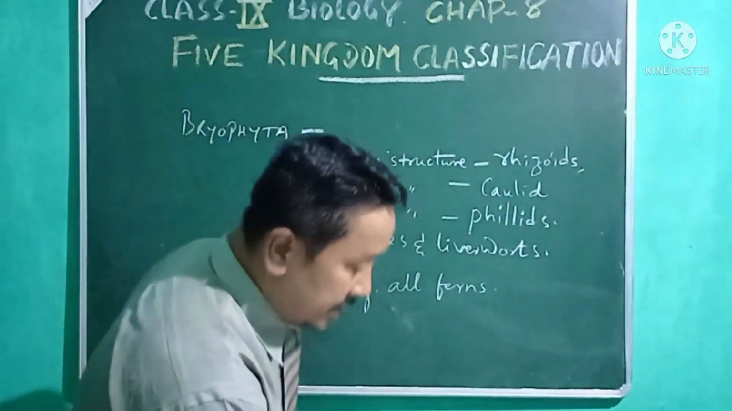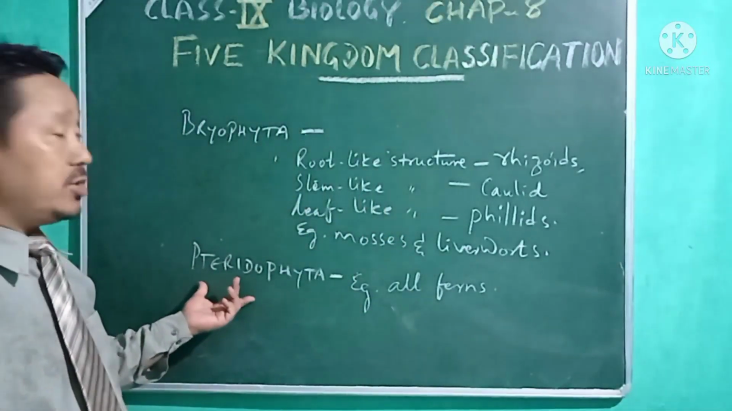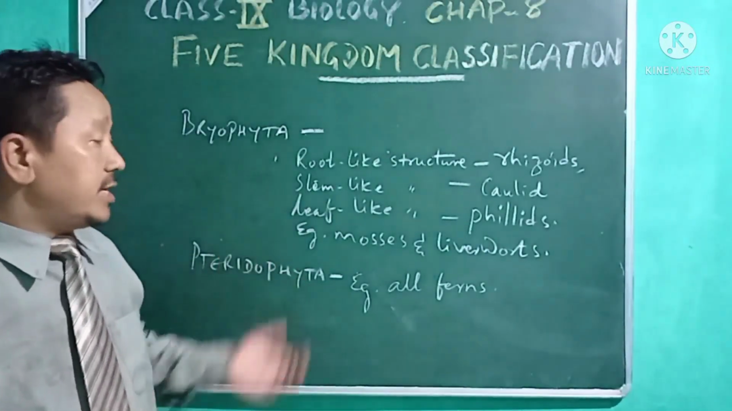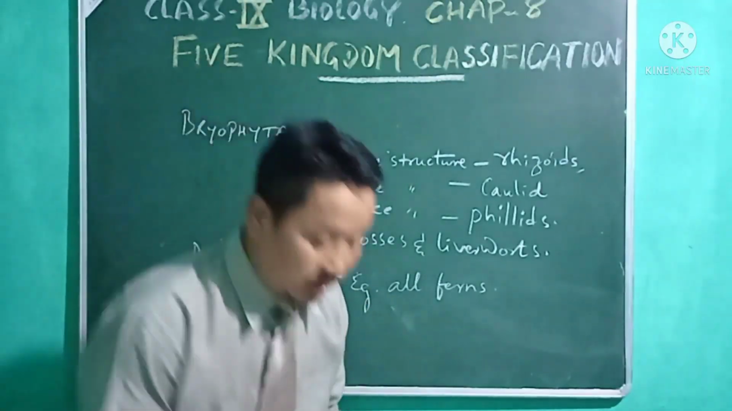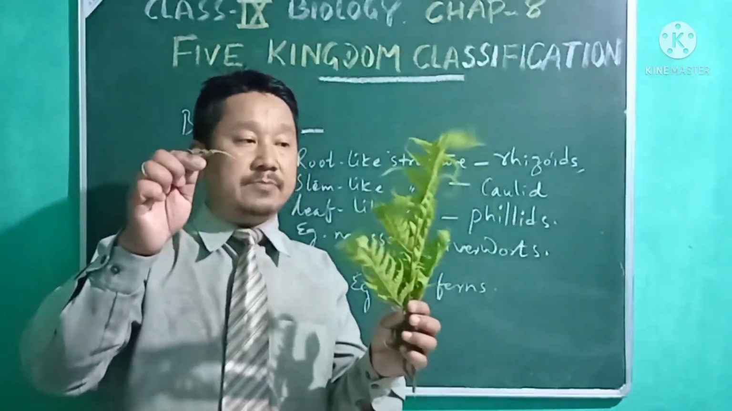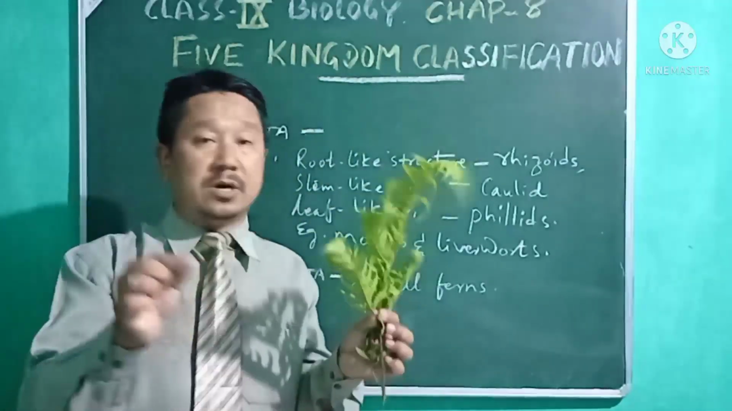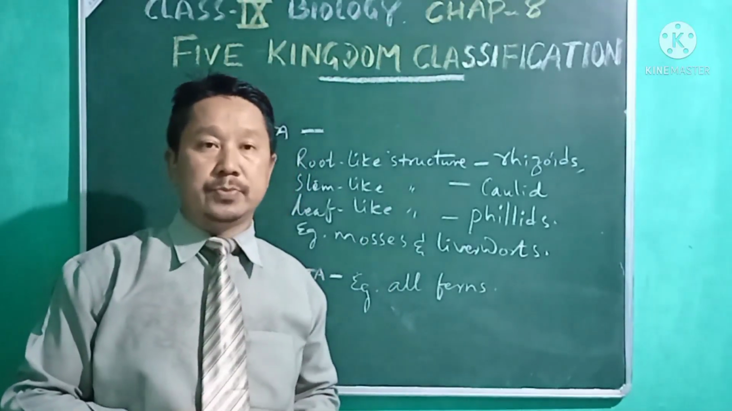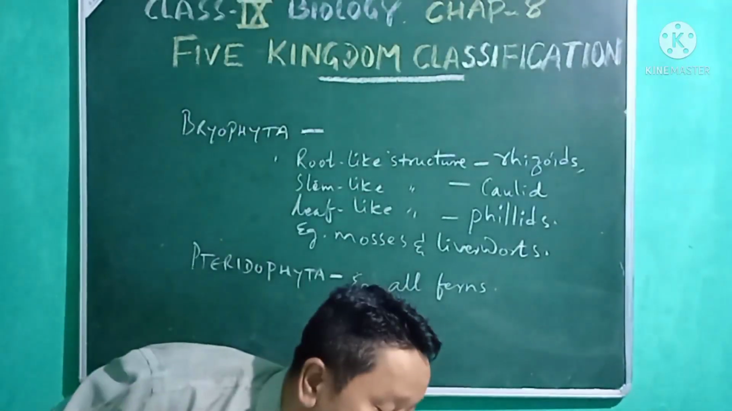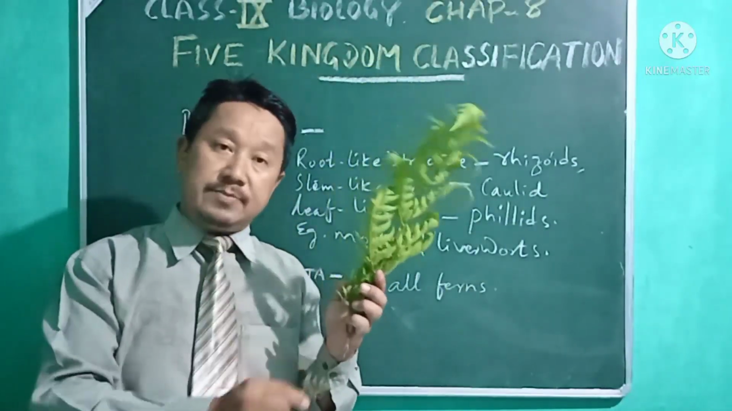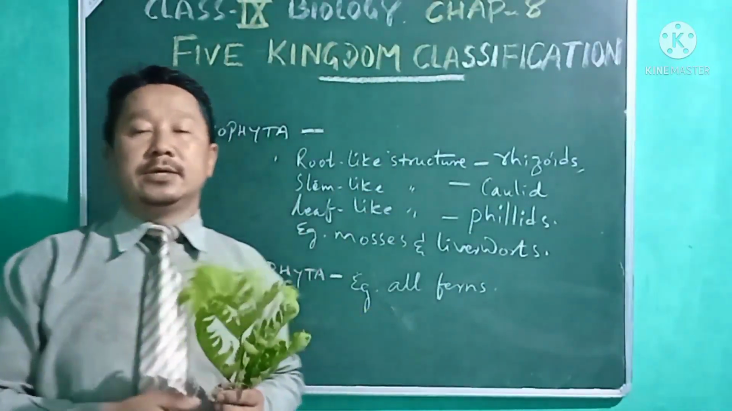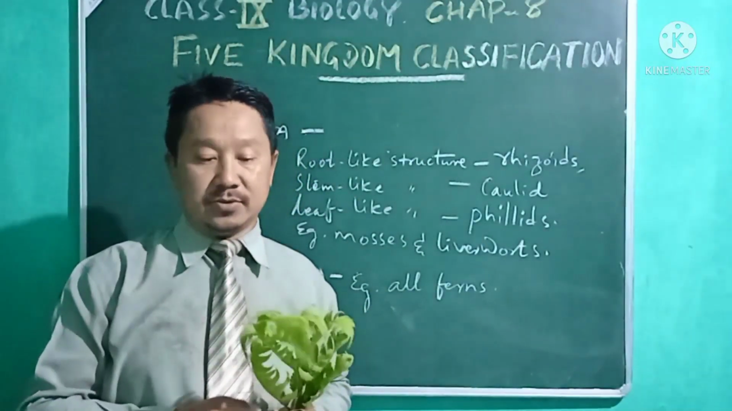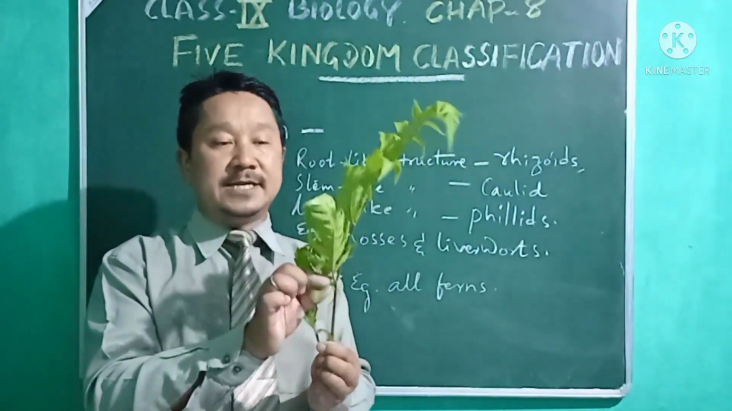Then the other one we have is Pteridophyta. Pteridophyta includes all ferns. I brought here some leaves of ferns, where you can see the true root, true stem, and true leaves. Everything is true here. The body is properly differentiated into root, stem, and leaves, and the leaves bear leaflets. You can see the leaflets here.